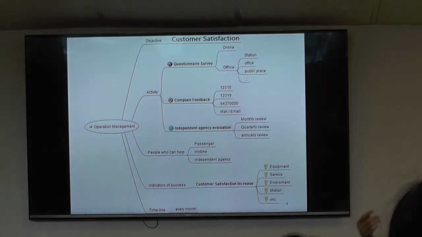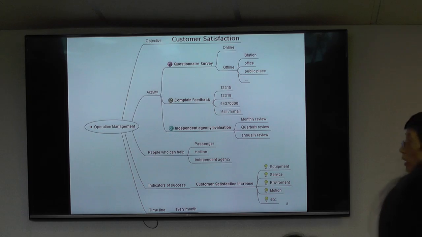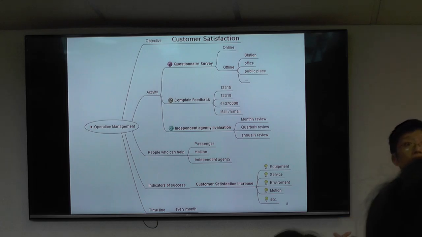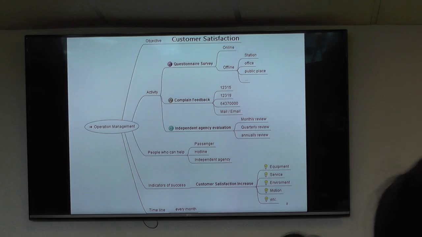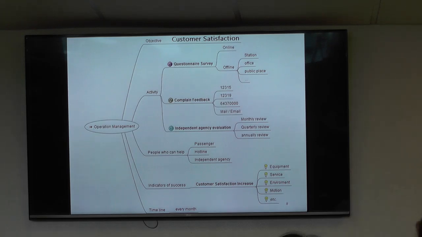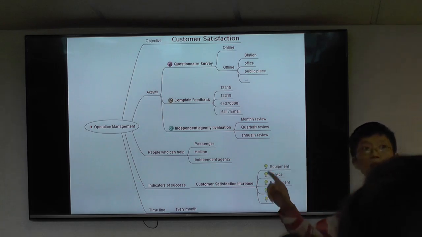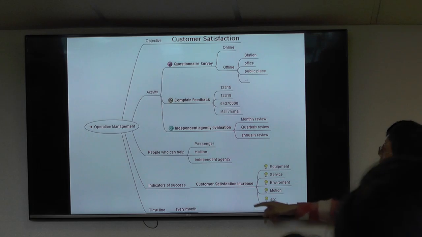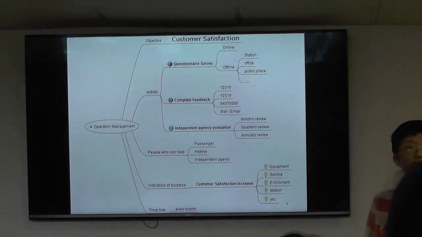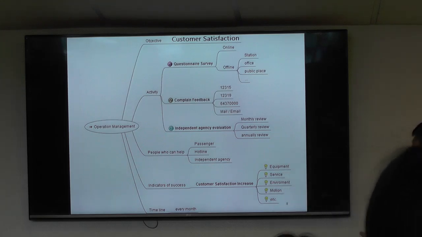We have several hotlines, such as 123-15, 123-19, and so on. We can also get complaints from mail and emails. The third is the independent agency evaluation. We will invite the independent agency to evaluate our customer satisfaction. We can do it monthly, quarterly, or annually. Then the people who can help. We find a passenger can help us, and the hotline staff can help us, and the independent agency can help us.